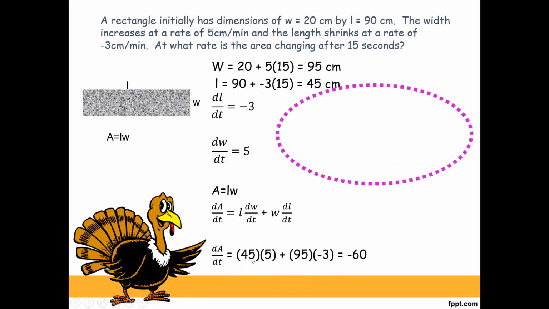So plugging and chugging: 45 times 5 plus 95 times -3 equals a total of -60. What does that mean? After 15 seconds, the area is shrinking at a rate of 60 square centimeters per minute. Perfect. Hope that makes sense to you.